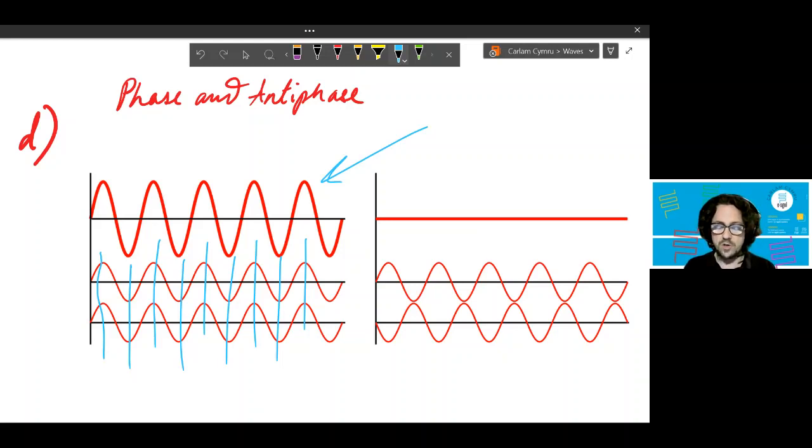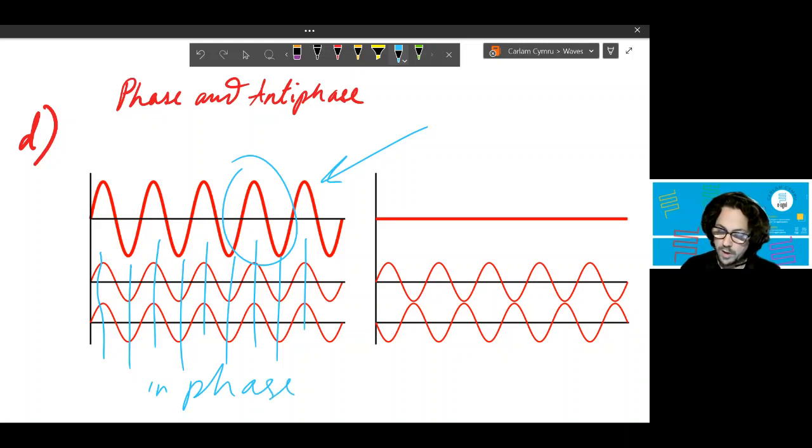The phase difference here between these two waves is zero. They are, in fact, what we say in phase, because the peaks meet the peaks and the troughs meet the troughs. But the effect that will have will be to create a far larger wave. It will have double the amplitude because the amplitude of both those waves is going to add together to produce a really large wave. Now, that's in phase.